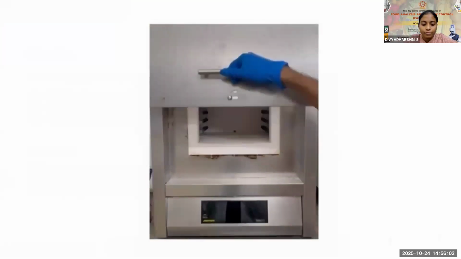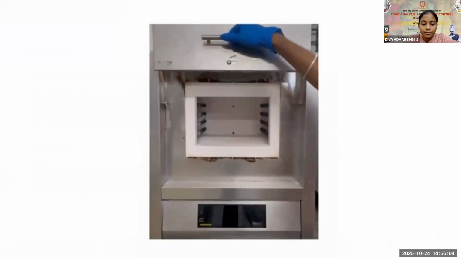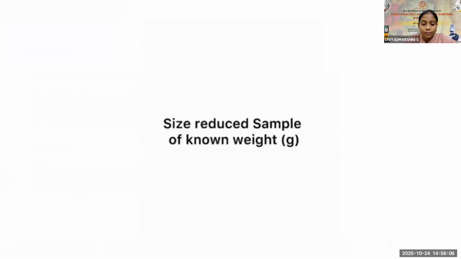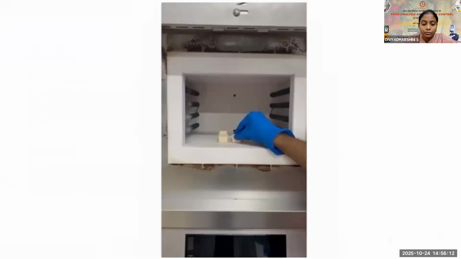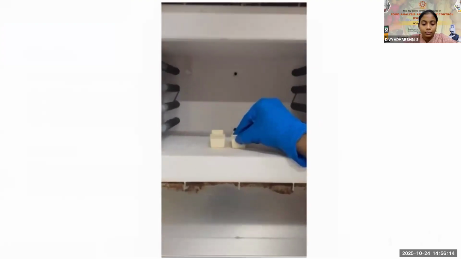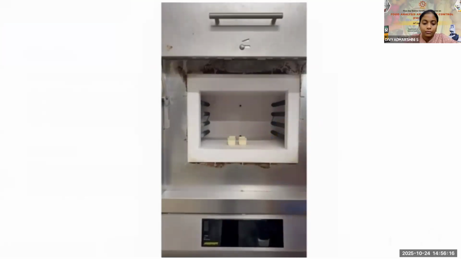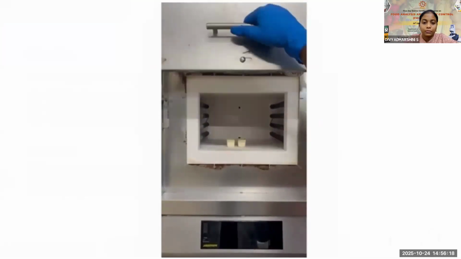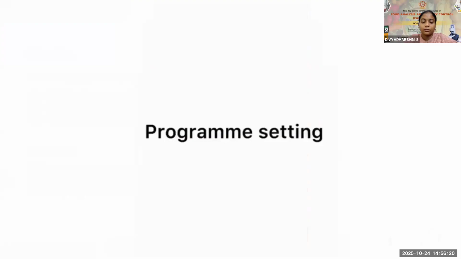This is the muffle furnace, and we are keeping the size-reduced sample of known weight. I'm taking chickpea flour, and I'm using 2 to 3 grams of sample for this analysis. We have to know the crucible weight as well. After that, we have to ensure the safety valve is locked.